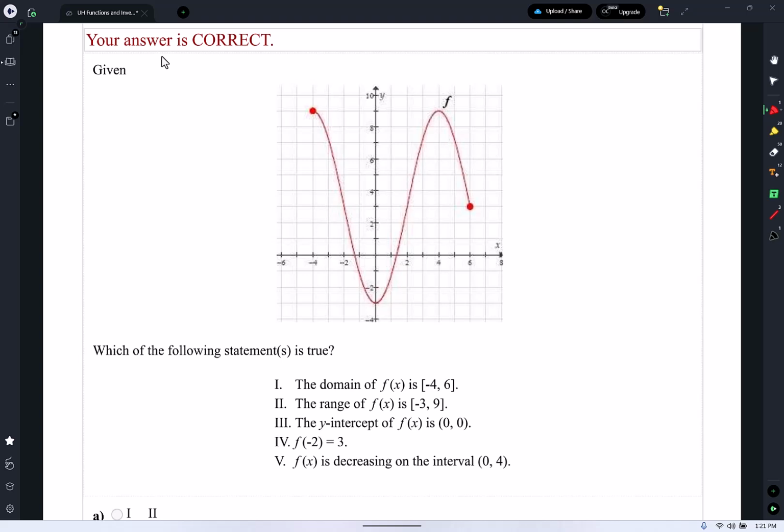Given, and they give you a graph. Which of the following statements is true? The domain of f of x is, so these are x values, negative 4 to 6. Notice they have a bracket. Well, negative 4, yep, it looks like it's definitely negative 4 to 6. So that one is true.